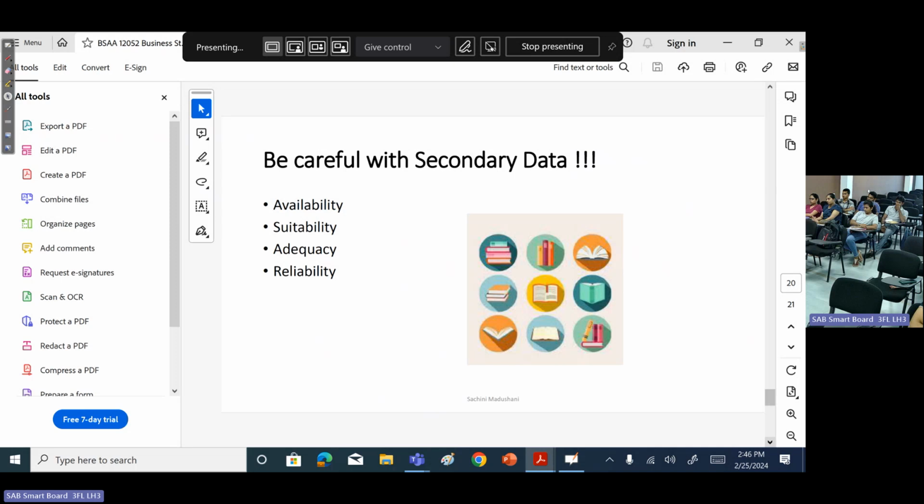Then, when adequacy is okay, we check the reliability: whether this information is accurate or not. How did they collect this data? Did they use the correct method to collect it? Then we check the reliability. If these 4 points are okay, then we can use the secondary data in our study.